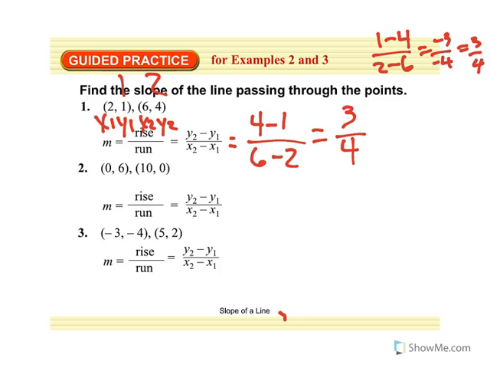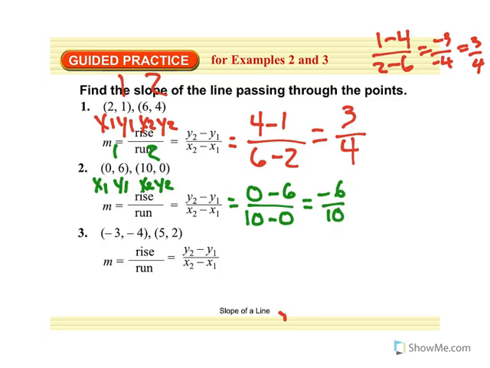If we look at the next one, I'm going to be consistent. I'm going to call this coordinate 1 and 2: x1, y1, x2, y2. So my y2 minus y1 becomes 0 minus 6, and my x2 minus x1 becomes 10 minus 0. So I'm looking at -6/10. If I divide by 2, I get -3/5, which we can simply call -3/5.